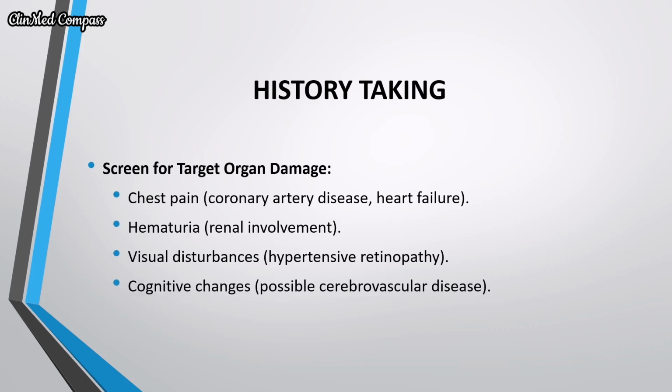The final part of the history taking will involve asking questions to screen for target organ damage. Ask the patients if they have experienced chest pain or shortness of breath. This may suggest heart failure or coronary artery disease. Ask about blood in urine or frothy urine. These are early signs of kidney involvement. Visual disturbances may indicate hypertensive retinopathy. Cognitive issues or sudden confusion could be a sign of cerebrovascular disease or hypertensive encephalopathy.